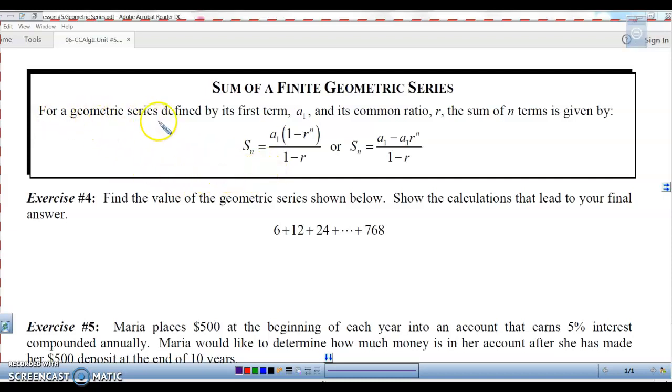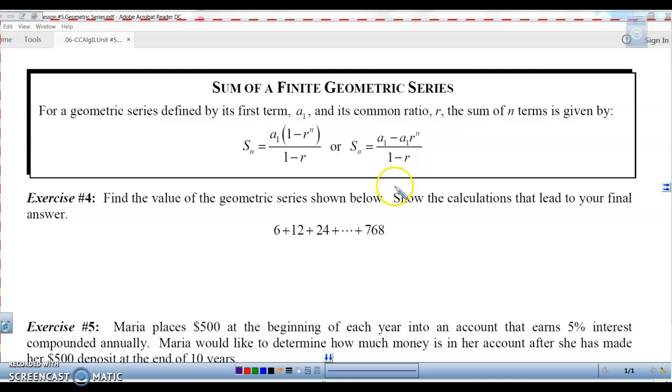So for a geometric series defined by the first term A1 and its common ratio R, that's its multiplier, the sum of n terms is given by... So there's two formulas that you can use. They're the same formula, just one is distributed over the other. So this is A1 times 1 minus R to the n over 1 minus R. Or you can distribute the A1 through here and do A1 minus A1R to the n over 1 minus R.